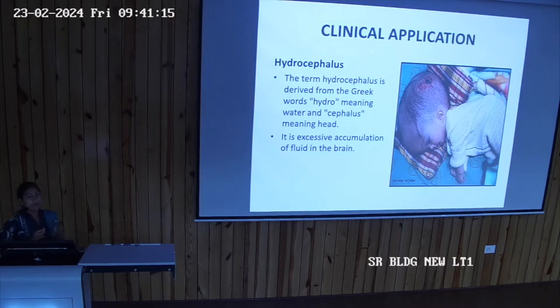Now if the fluid, which is 150 ml, increases, it can happen due to obstruction or due to more production of the CSF. If there is a mismatch between the circulation and the absorption, this fluid will increase from 150 ml.